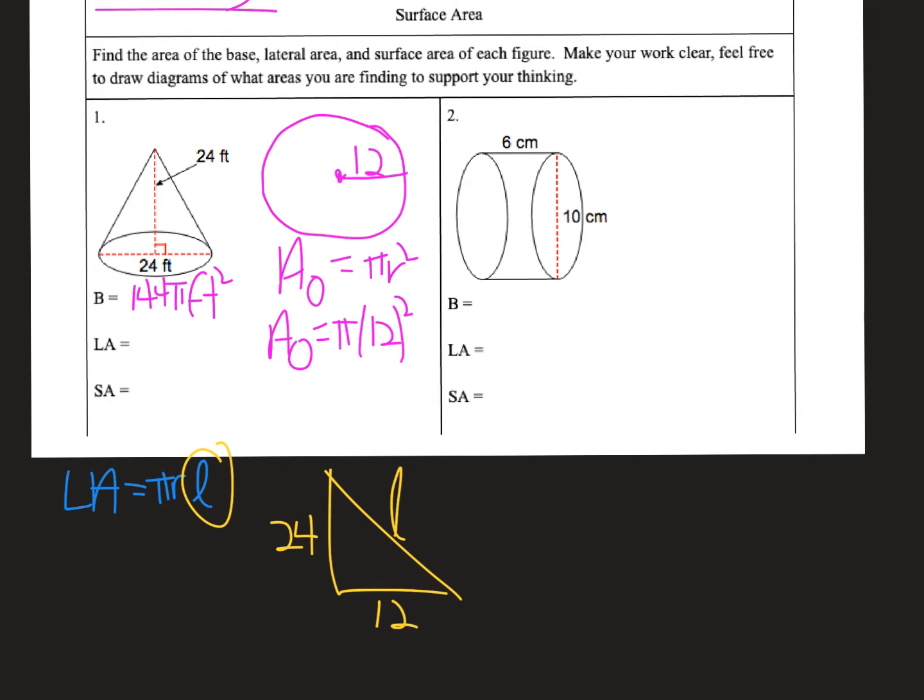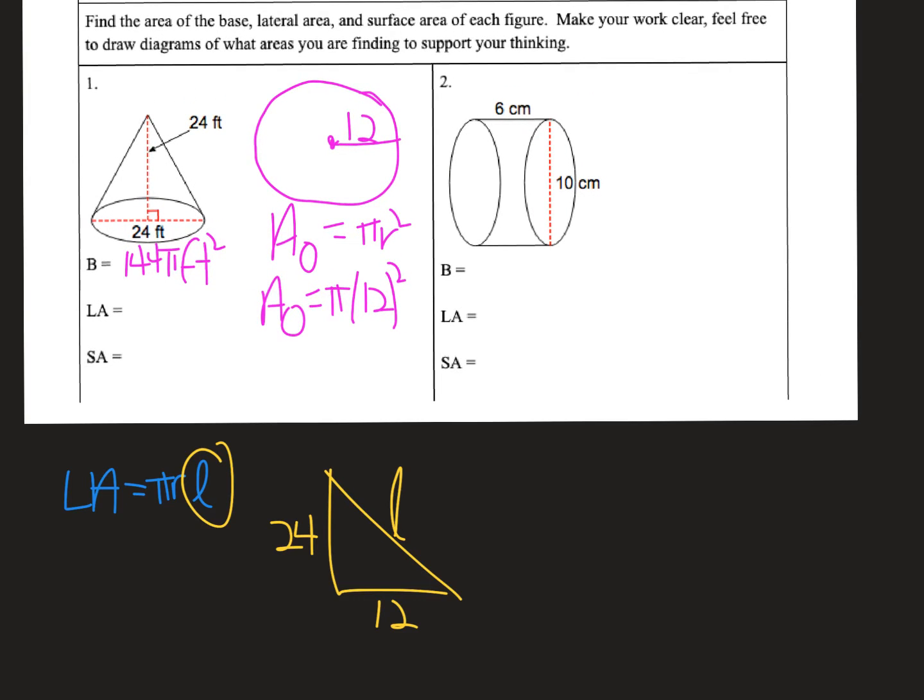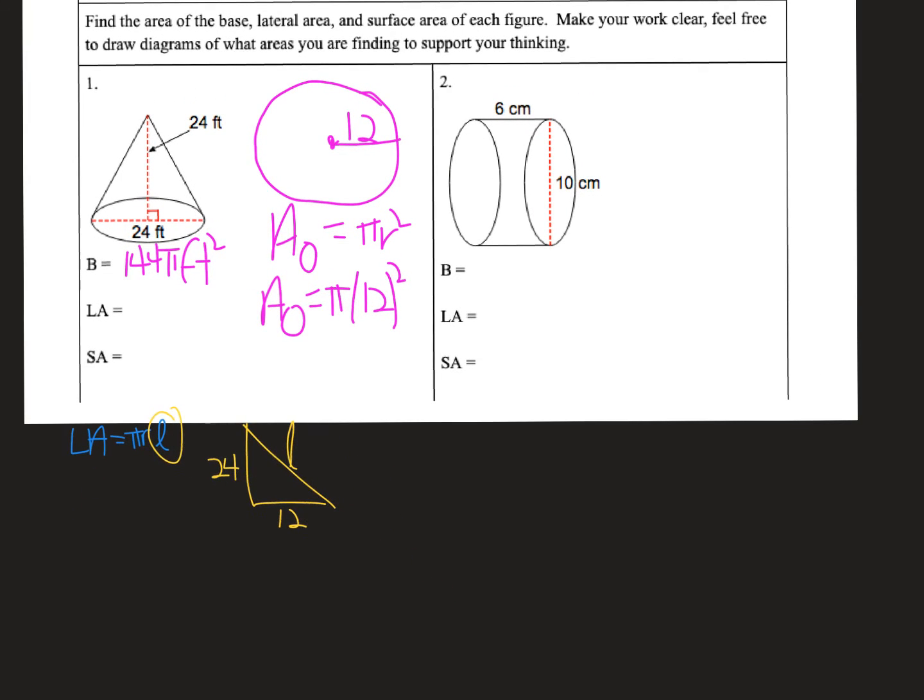So what that means is I need more space. So I'm going to set up the Pythagorean theorem here. I have 12 squared plus 24 squared equals L squared. 12 squared is, of course, 144. 24 squared is 596, I think. I'll double check that for you.